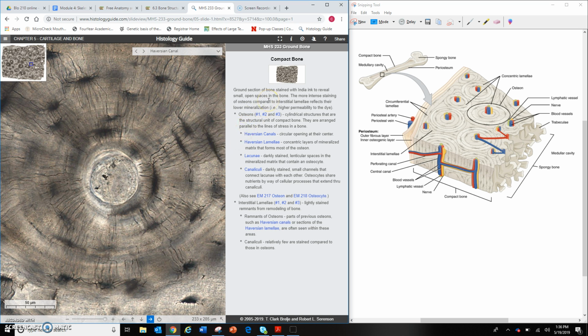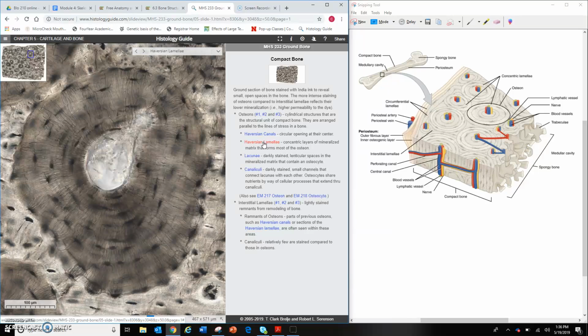So there are a few more structures from the Histology Guide website I'd like you to identify. If we click on Haversian lamellae, it's simply showing you, now that we're zoomed out on an osteon, those lamellae, those ring-like structures.